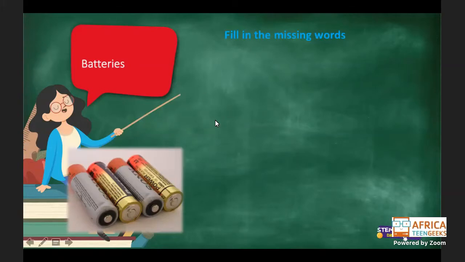As you can see, there's a picture of batteries. Then we are going to do a quick activity based on batteries now. Please fill in the missing words and type in your chat box. Batteries come in all and... can you type in your chat box?